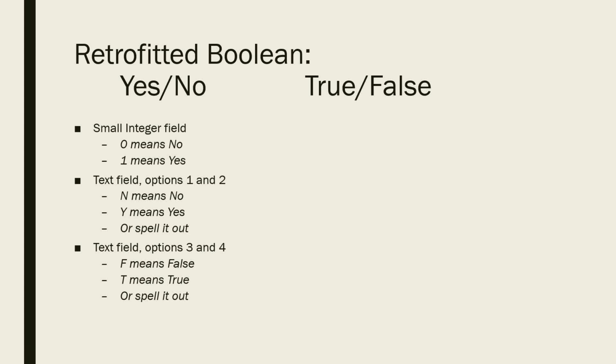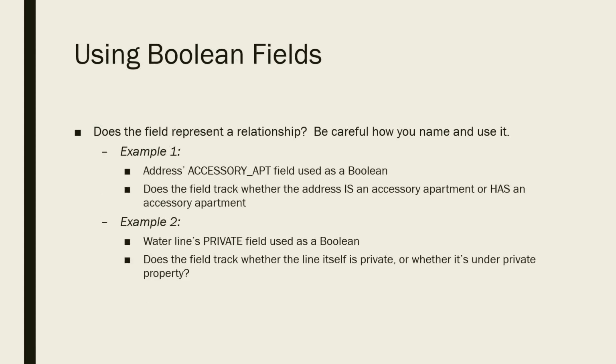You should be consistent, right? You shouldn't be mixing yeses and trues or no's and falses. So basically what you do is you set up a field that's one of those types and you link a domain to it so that it says the words yes or no, true or false.